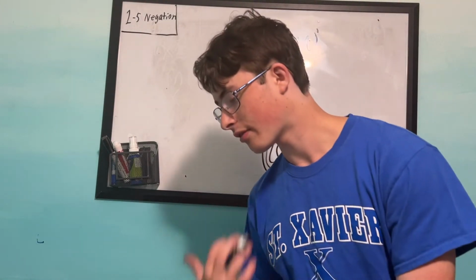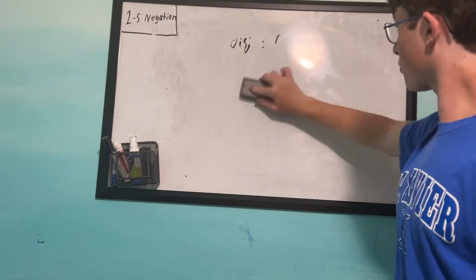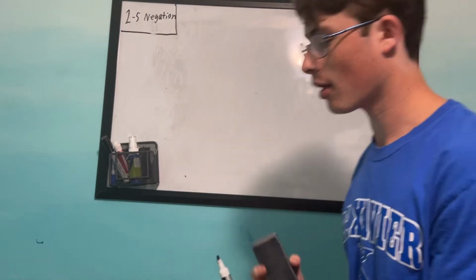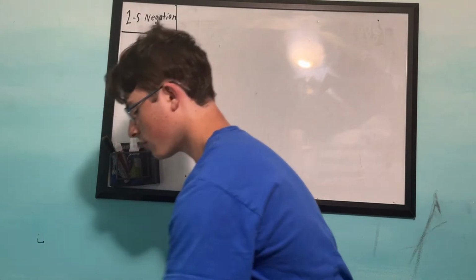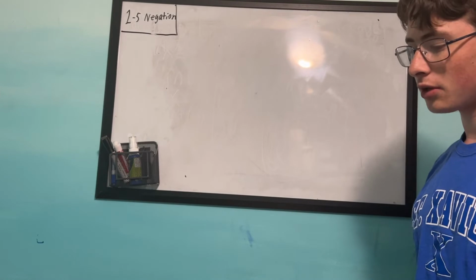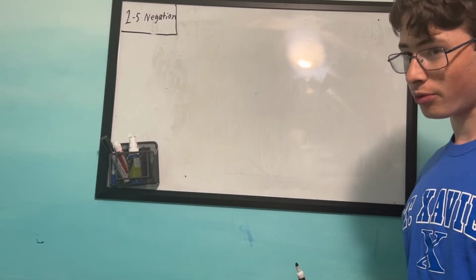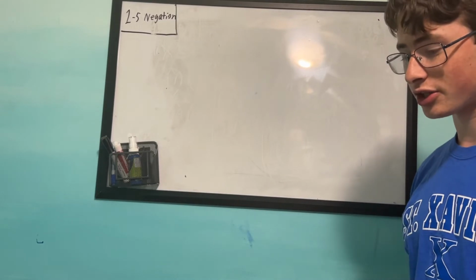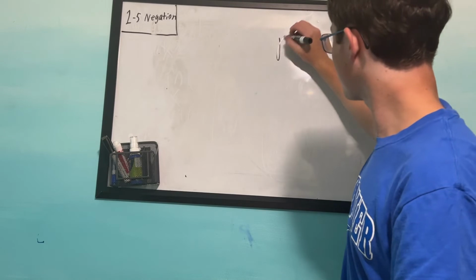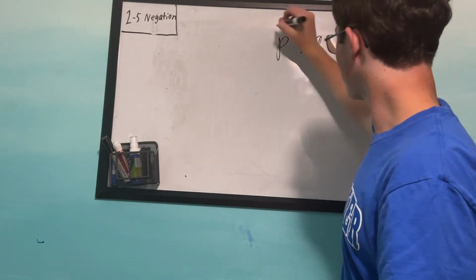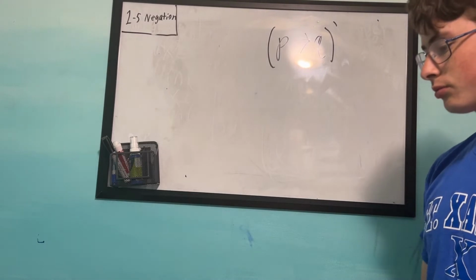After you have this, you have to negate conditional statements as well, like if P then Q, but what happens if P then Q is not a true statement? You want to negate it. So you have P then Q and negate this.